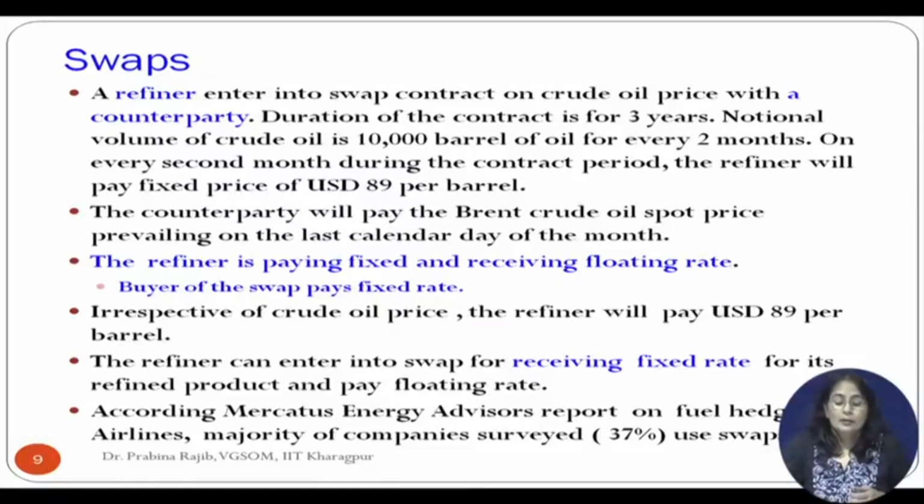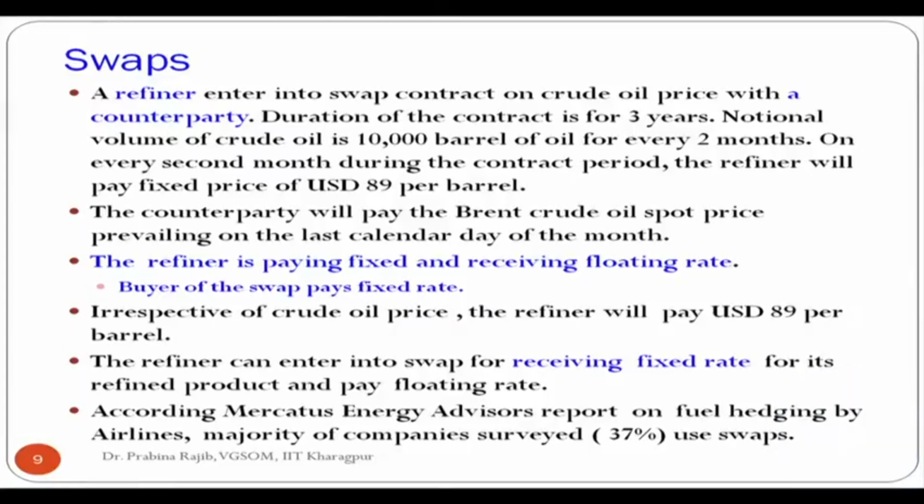So you have a refiner in this particular example, who is buying crude oil. The refiner's fear is that the crude oil price is going to go up. It is expecting the crude oil price to go up for some time to come, and if it does not do anything, it will end up paying higher prices for its crude oil purchase. So how will it mitigate this risk? By entering into a series of forward contracts or swaps.